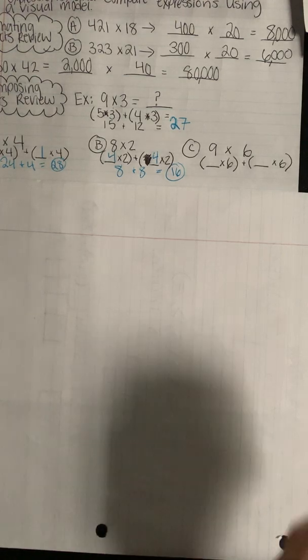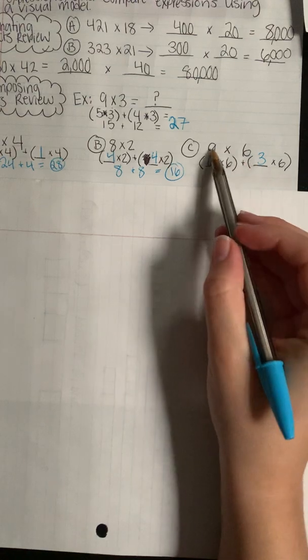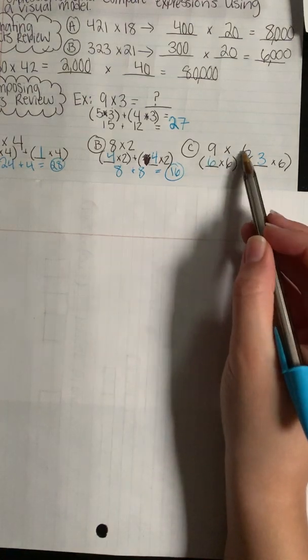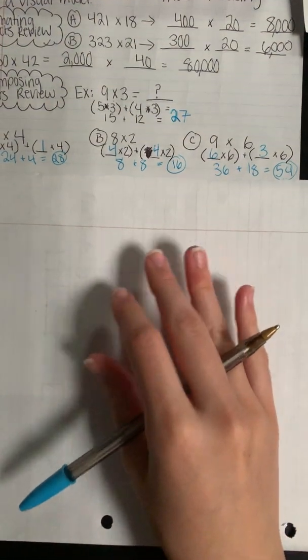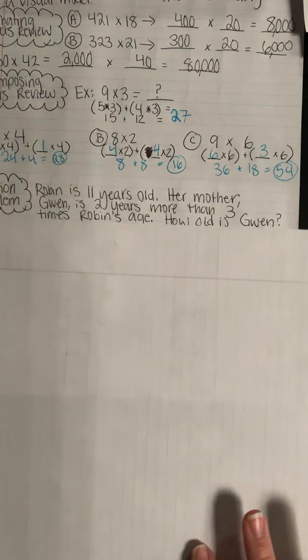Okay, for C, I have 9 times 6. I think I'll break it up into 6 and 3. 6 plus 3 is 9, and I'm still multiplying each one by this 6. So 6 times 6 is 36. And 3 times 6 is 18, and when I add those, I get 54. So this is just another strategy that you can be using to break down your multiplication facts instead of just memorizing the facts.